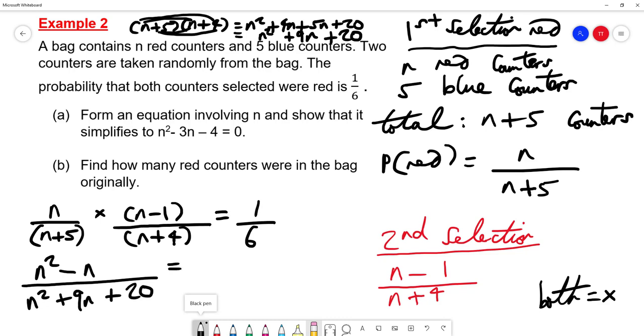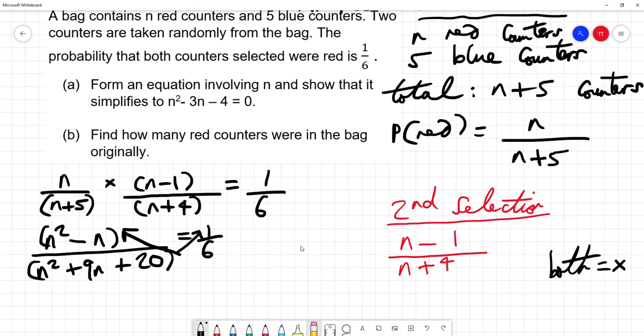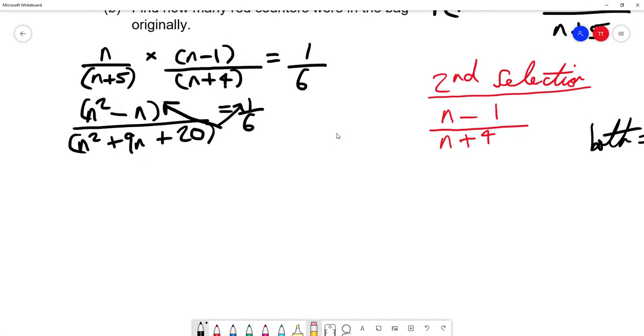Now this equals a sixth. So now we can cross multiply, do 6 times all of n squared minus n, and do all of the denominator times by 1. So now we can simplify that down. 6 times n squared is 6n squared. 6 times minus n is minus 6n. And 1 times the denominator simply gives me n squared plus 9n plus 20.